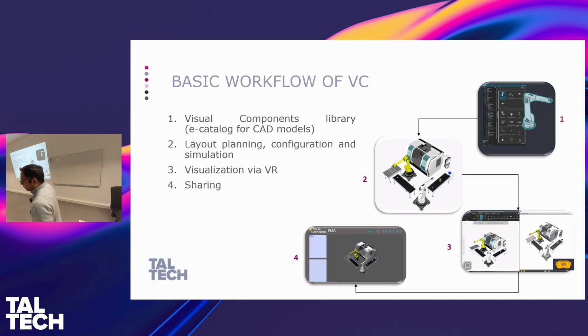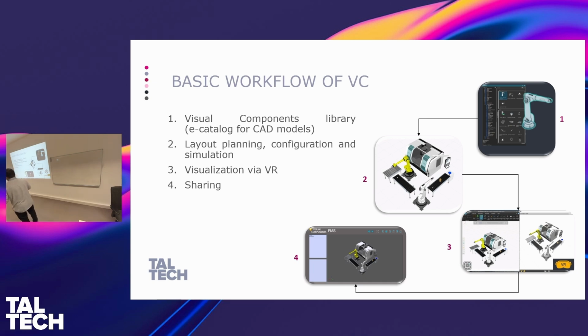There are quite many 3D models, 3,000 3D models there, so the library takes time to populate. In Visual Components there is a basic workflow for how we're going to work. We have something we call the e-catalog, where we have CAD models. There are quite many 3D and CAD models available for different manufacturers, different machines, robots, and facilities. So we start from there.